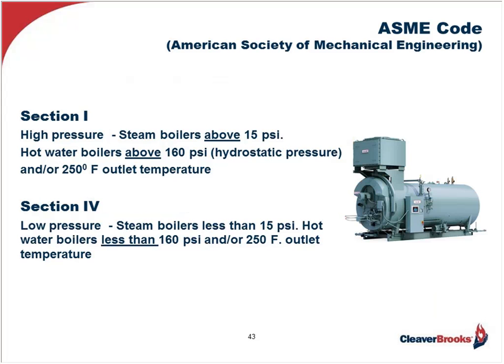Now section 4 is the next category and covers those boilers operating below 15 pounds and 250 degrees, and those hot water boilers below 160 pound hydrostatic head and 250 degrees Fahrenheit. These are essentially heating boilers, though there are some low-pressure steamers that can be used for light process applications as well.